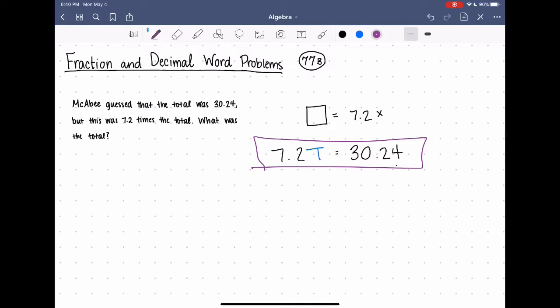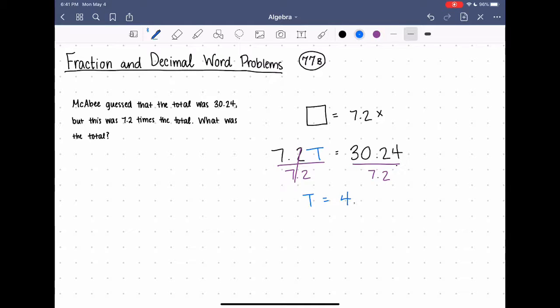So I didn't have to draw any fancy circles or anything. I just know that 7.2 times the total is 30.24. And then I can just solve for that like any other problem. So I would divide by the 7.2 over here, divide by 7.2 over here, and then I get total is equal to 4.2. And that is it. So that one was a pretty easy one to solve.